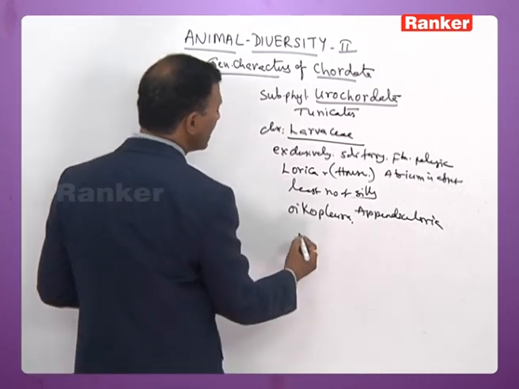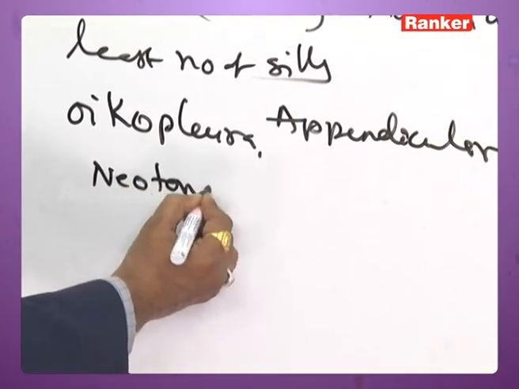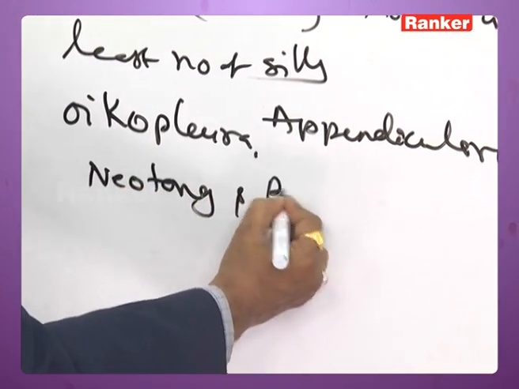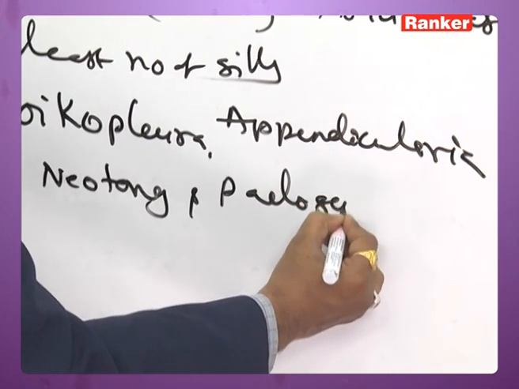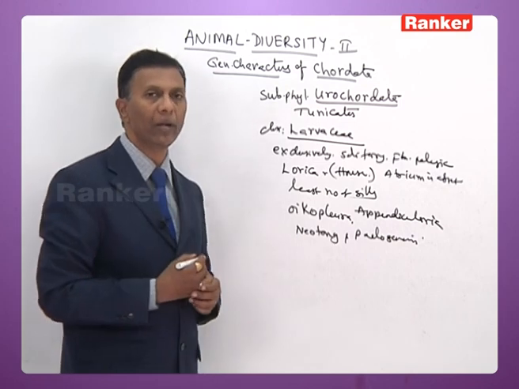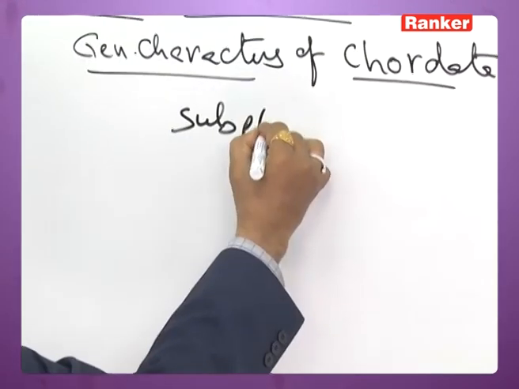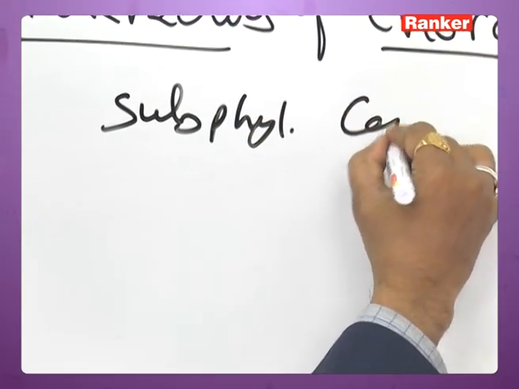The Larvaceae members exhibit neoteny and pedogenesis. Next you have subphylum Cephalochordata.